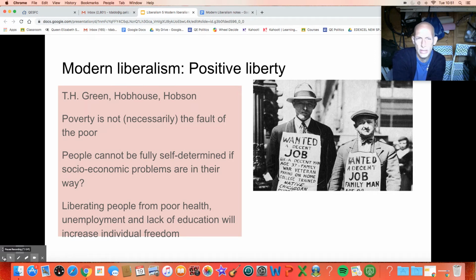One, negative liberty is about freedom from any kind of restrictions. Two, positive liberty is about freedom to do things. Freedom from, negative. Freedom to do, positive.